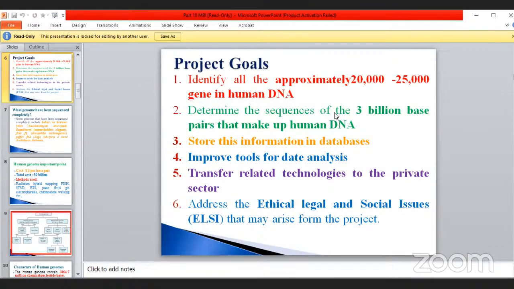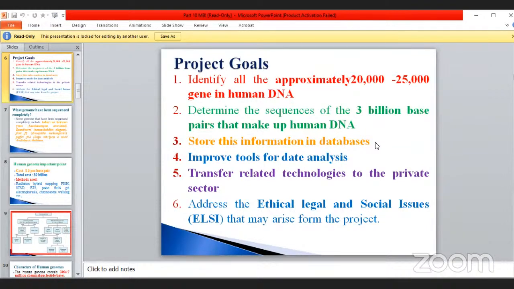Second one, determine the sequence of the 3 billion base pairs that make up human DNA. Okay, what are those 3 billion base pairs? That is also identified. Store this information in a database. After the collection of information from the previous two points, it may be stored in the form of a database in a computer. Then only, in future generations, it will be used. Store the information in a database.